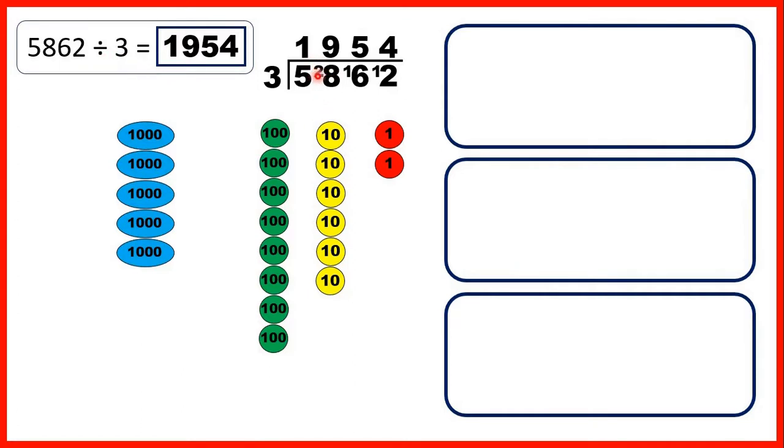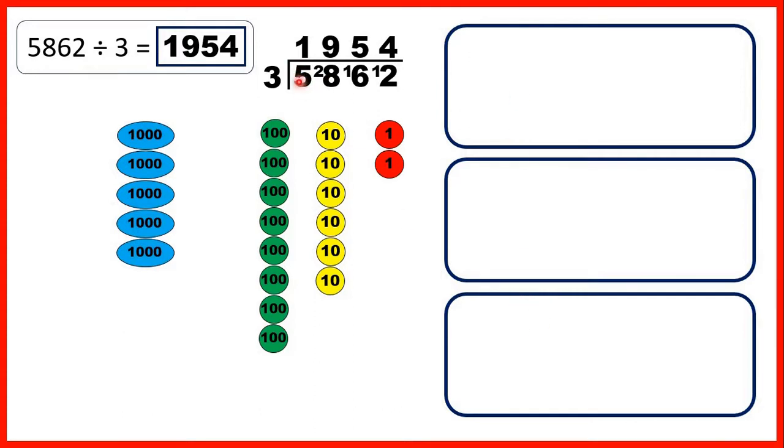So let's have a look at this first question again, and let's think about why we write the remainder in front of the next digit. So for this question, we were dividing 5,862, so that's 5 thousands, 8 hundreds, 6 tens, and 2 ones, and we were dividing by 3, so we can share these place value counters into 3 groups.